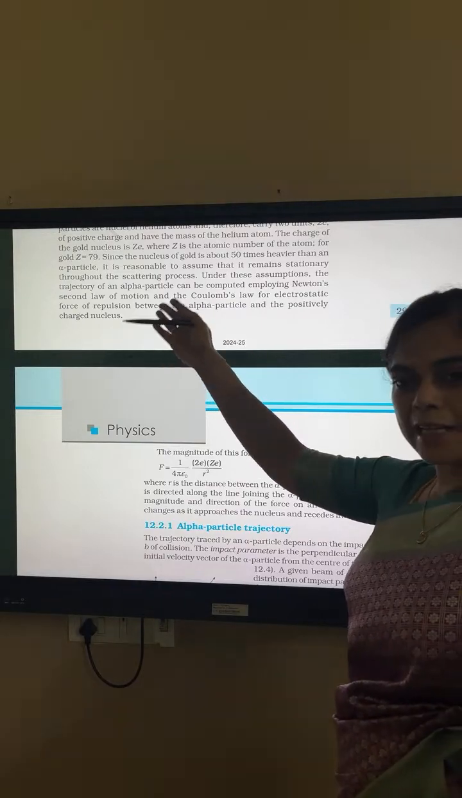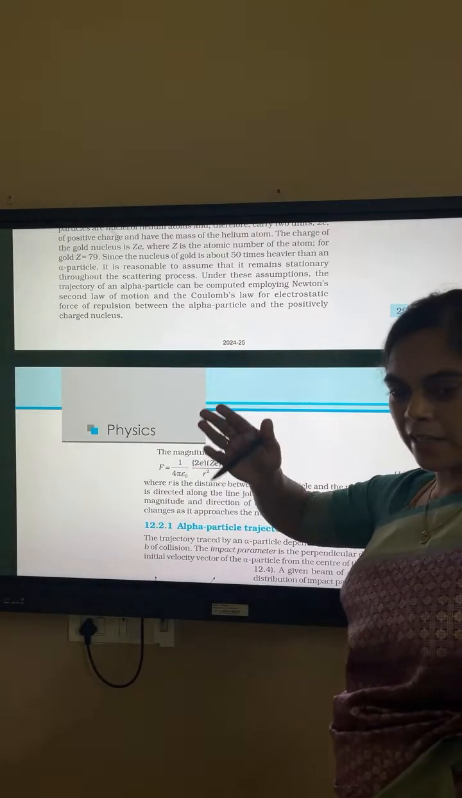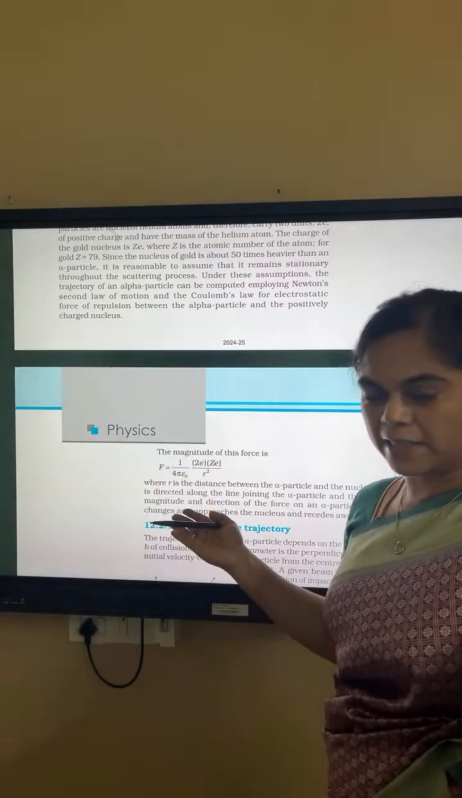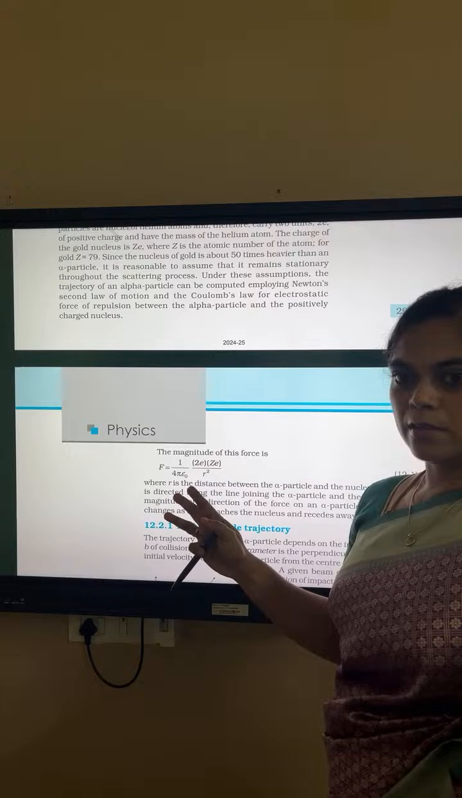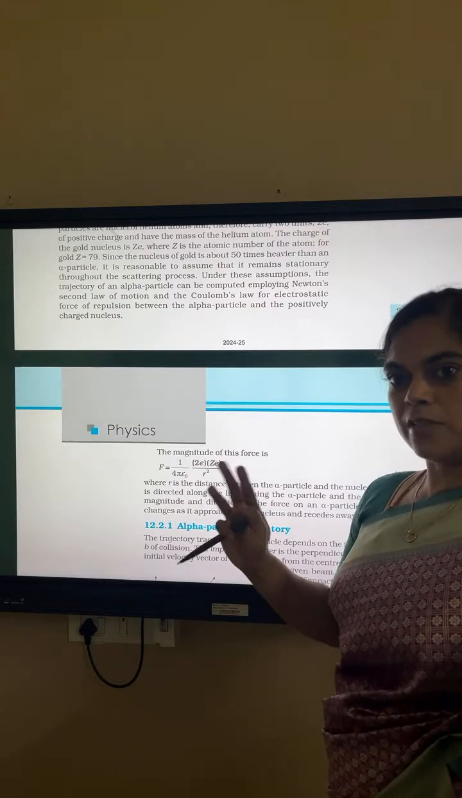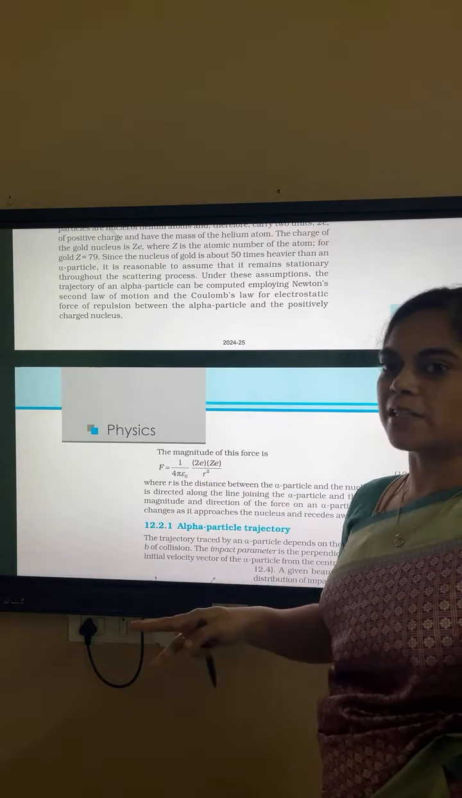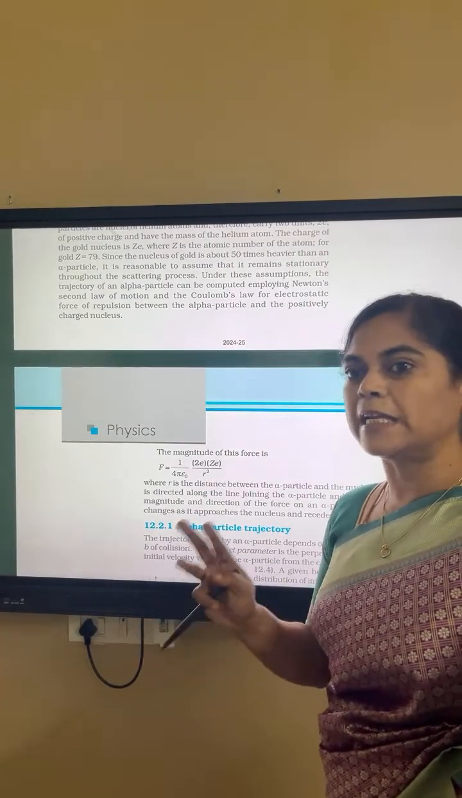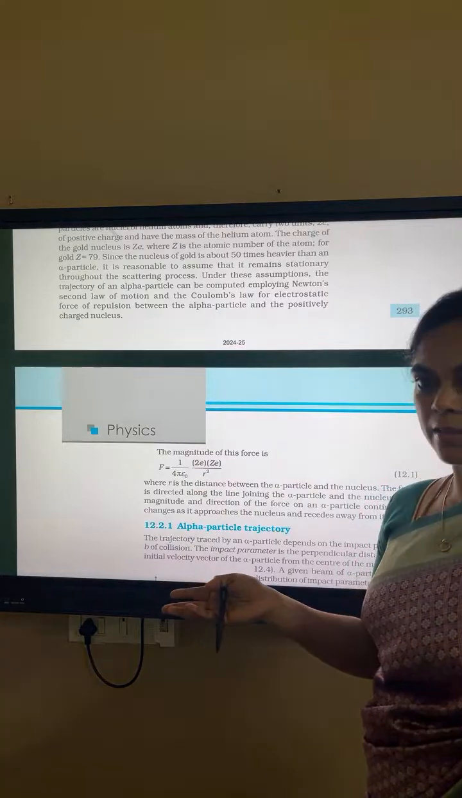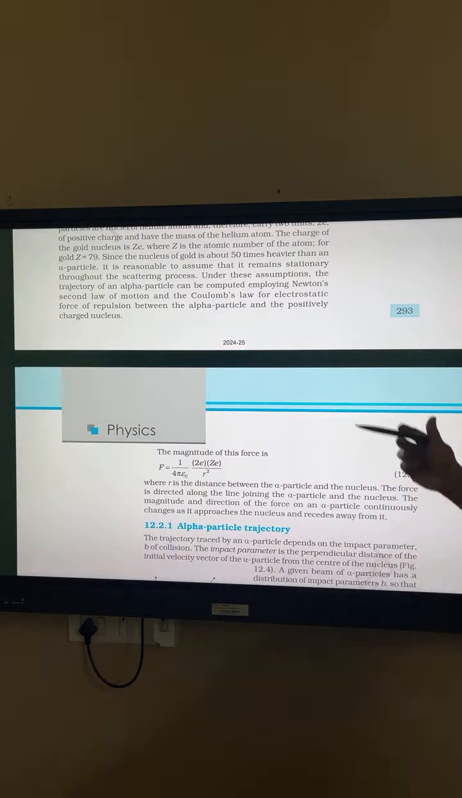I have already explained why the alpha particle is scattering, why it is deflected back. Yes, ma'am. Due to positive charge repulsion, both are positive charges, so that a force of repulsion must be there. That is an electrostatic force of repulsion, or you can say like charges repel each other. Is it clear for you? Yes. So that is all explained here.